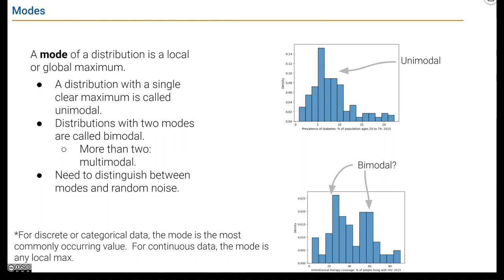For discrete or categorical data, we don't have the idea of multimodal. We just say the mode's the most commonly occurring value.